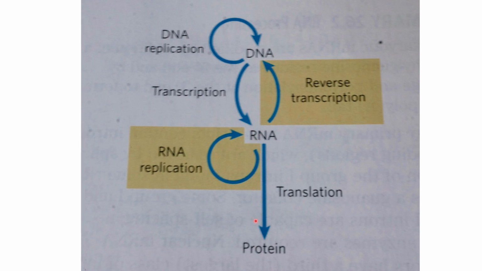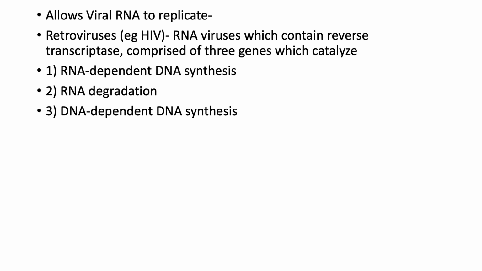Also, RNA in the transfer RNA form can be utilized along with messenger RNA template to produce protein, and you can also have RNA replication. So this allows viral RNA to replicate. They're retroviruses, for example, human immunodeficiency virus. This is an RNA virus which contains reverse transcriptase. There are 3 genes that catalyze RNA-dependent DNA synthesis, RNA degradation, and DNA-dependent DNA synthesis.